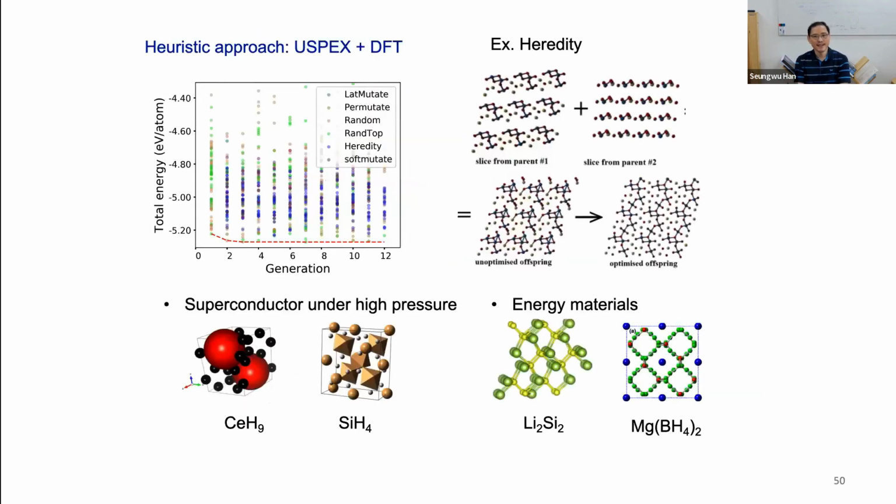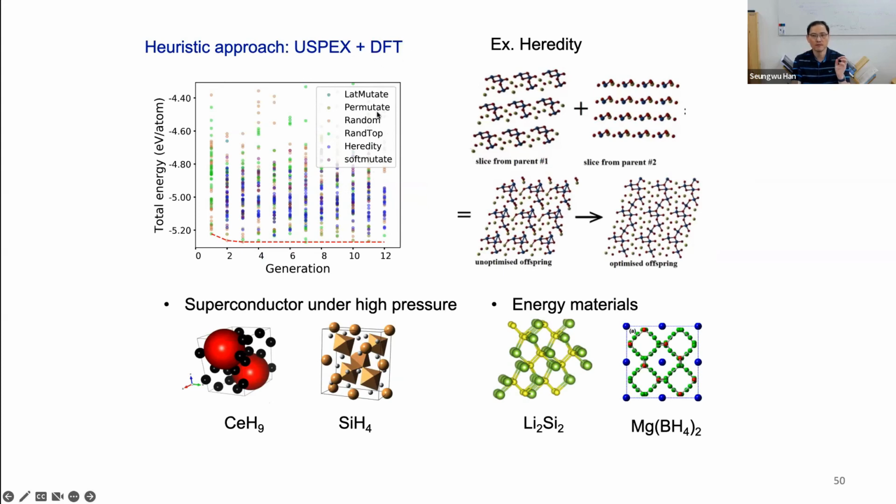So instead of such a brute force comparison, people have been making use of heuristic approaches, such as a genetic algorithm, with hereditary operations, permutation, mutation, or random generation. And they have combined this with density functional theory.